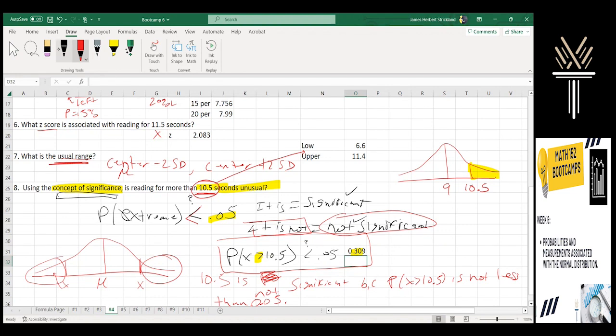But remember my previous comment, I mentioned that just because it's in the usual range, it could still be significant by the concept of significance. Let's look at the probability that x is greater than 11.3. So 11.3 is definitely in the usual range, right? We would agree. So by the usual range, we would say it's not unusual. It's in the range. But let's use the concept of significance. We would do 1 minus norm.dist of 11.3, given our mean was 9 and our deviation was 1.2, and always true.